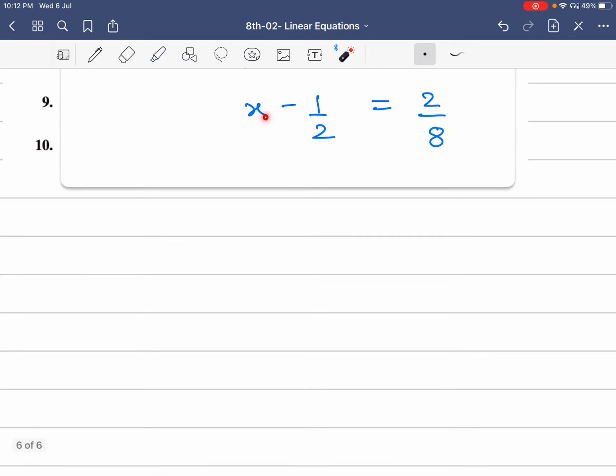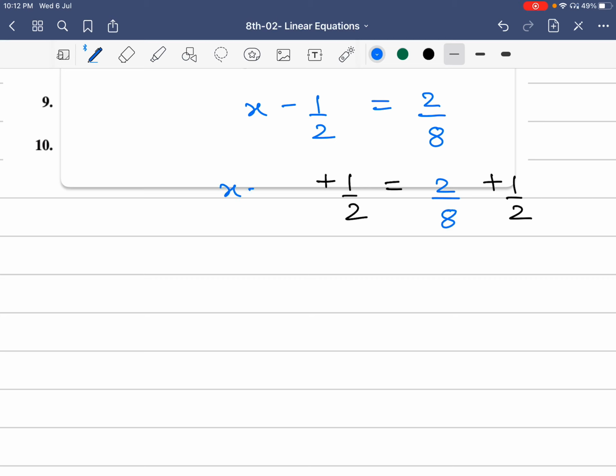We have this variable x on the left hand side, and we have minus 1 by 2 along with it. So how do we get rid of this minus 1 by 2? We are going to do plus 1 by 2 on the left hand side of the equation. And since we are doing plus 1 by 2 on the left hand side, we do exactly the same operation on the right hand side of the equation, and the rest of the equation remains as it is.